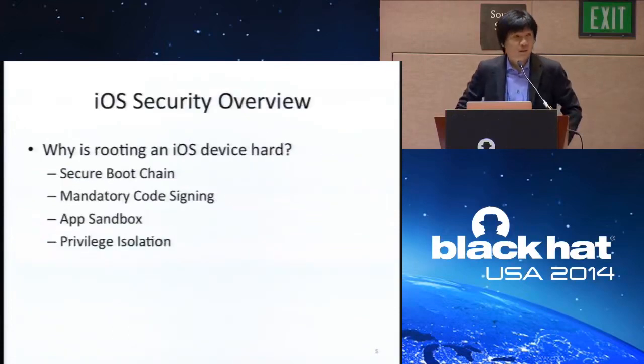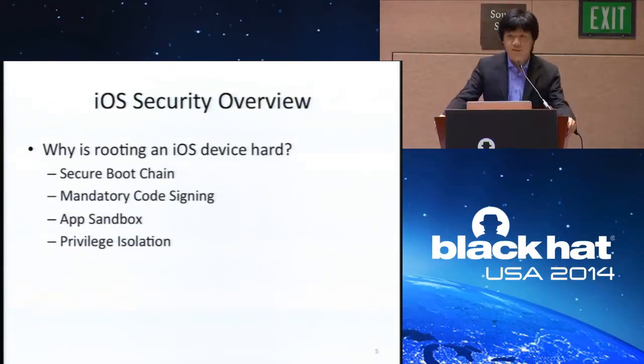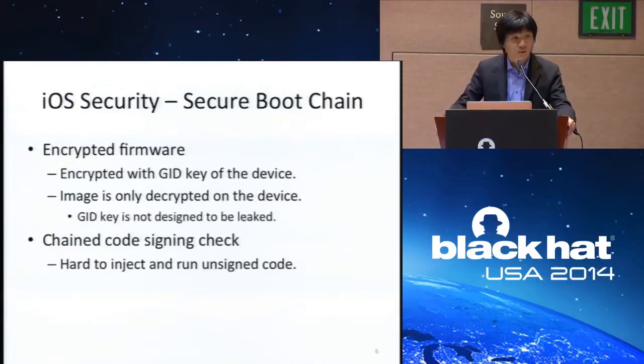Now let's begin. iOS security rests its strength on four main security features: secure boot chain, mandatory code signing, app sandbox, and privilege isolation. I will go through each one of these in some detail. First, let's look at the secure boot chain. The firmware of each device is encrypted with the GID key of the device. This means that the firmware image can only be decrypted on the device, and the key is designed to not be easily leaked.